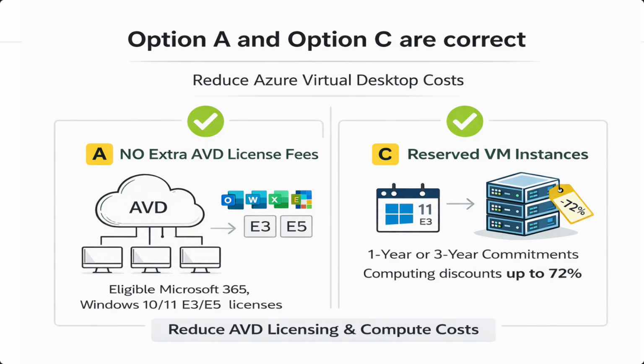Option C is correct because purchasing Azure Reserved Virtual Machine instances with 1-year or 3-year commitments provides substantial discounts, up to 72% compared to pay-as-you-go pricing for the VMs that host your virtual desktops. Since compute costs are the largest expense in AVD deployments, reserved instances offer major savings.